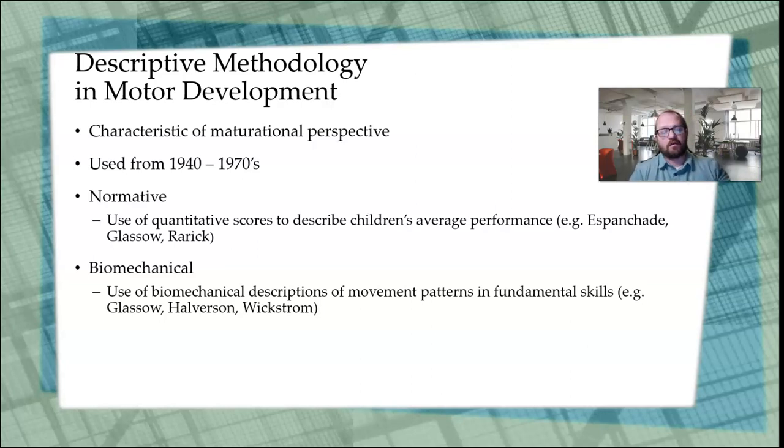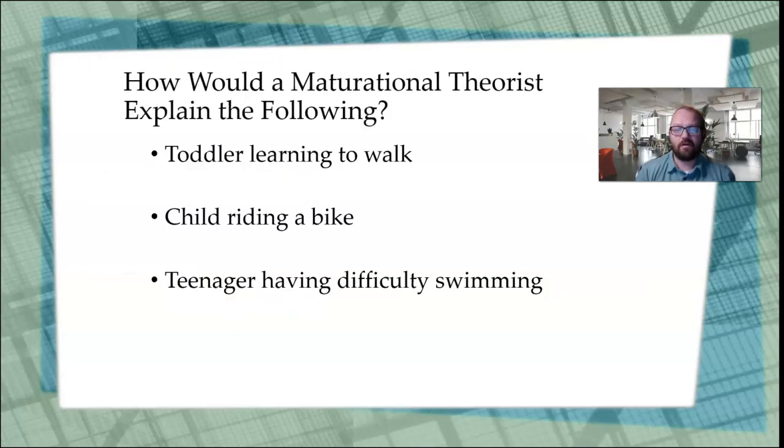So there was a criterion reference point that they expected a child to reach by a certain time. Then we learned a lot about biomechanics in these years, and we started coming up with biomechanical descriptions of movement patterns in fundamental skill. So it wasn't a total loss. We did take away some knowledge, even though the theory was false.